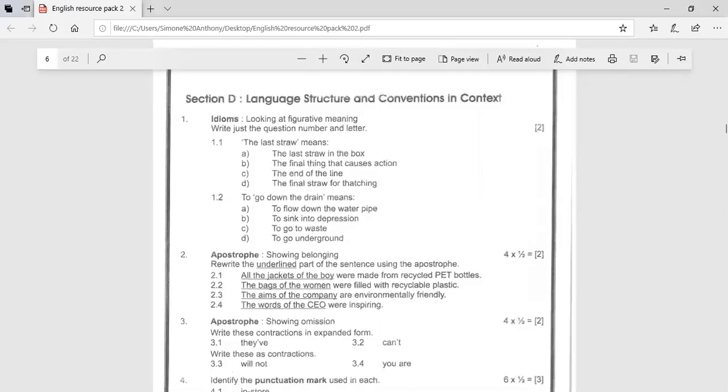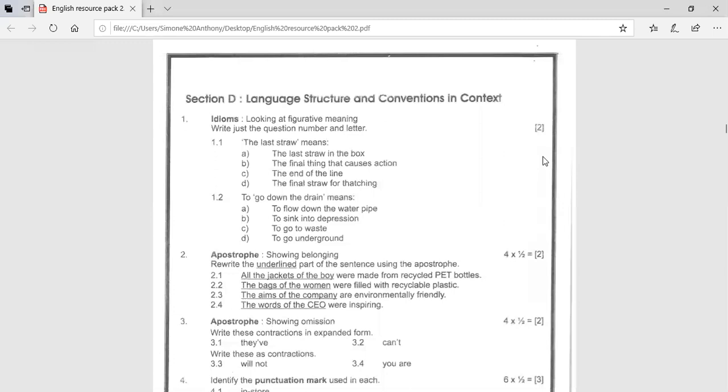Good day, learners. Today we are looking at section D of the examination paper, and it focuses on language structure and conventions in context. Now, the first question is based on idioms. What is an idiom? An idiom is a figure of speech whereby words or phrases have a figurative meaning. The difference between figurative and literal is the actual meaning of the words. Figurative is where it has a deeper symbolic meaning.